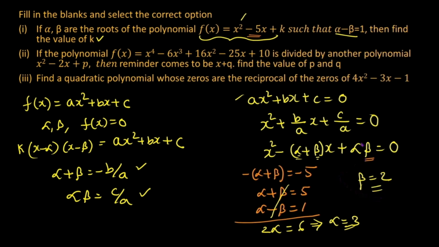Again, if we compare the constant, alpha into beta equal to k. Here alpha is 3 and beta is 2, so 3 into 2 equal to k. So k equal to 6. The answer for the first question is 6. So you need to remember this generalized form with the roots of the polynomial equation.